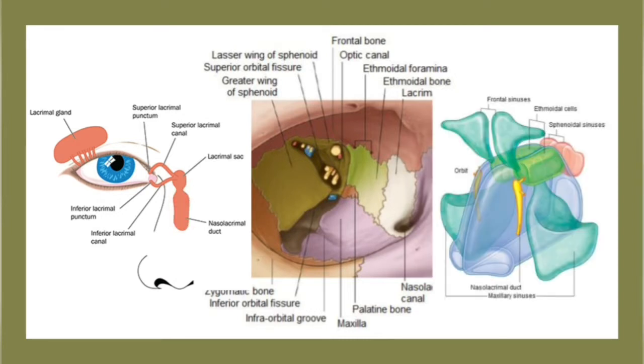I have another view here. You can see the nasolacrimal duct here. So this area will have the orbit, and here also another orbit, right? So the superior and inferior lacrimal canals drain into the lacrimal sac and then down to the inferior nasal meatus, the anterior part to be more specific, right? Okay, we will talk about that.